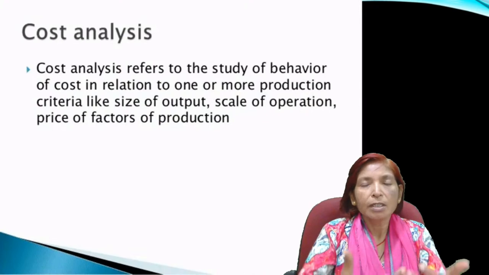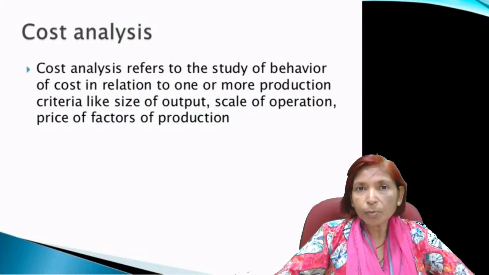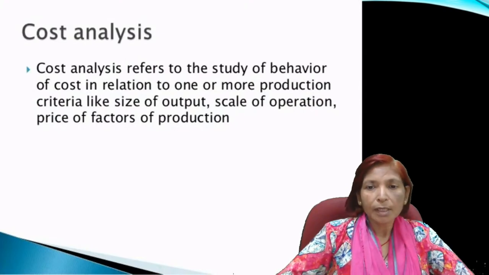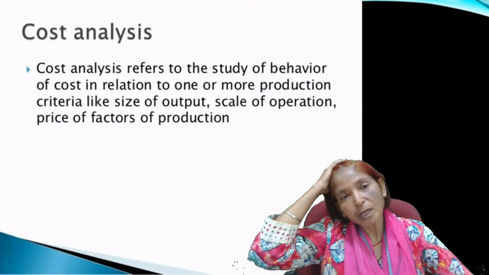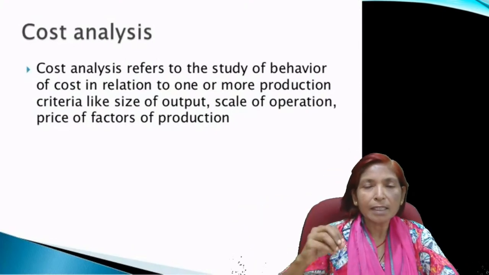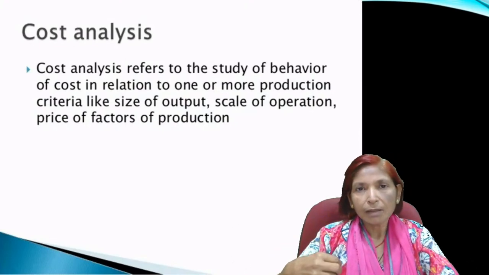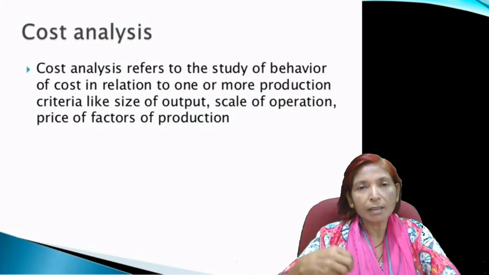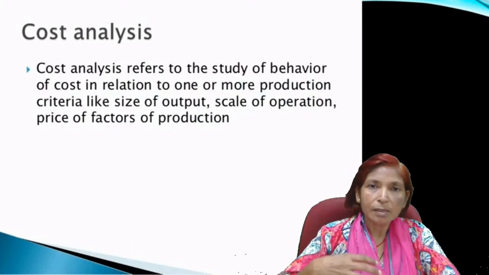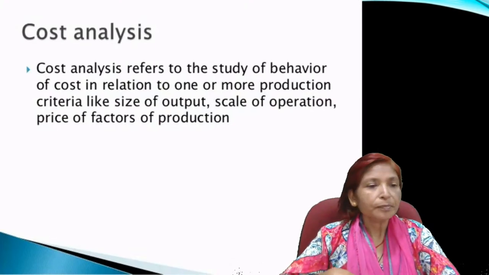Like how much output we are producing. If we are producing more output, then we would have to put more cost. And what is the scale of operation? If we are producing on a large scale, then we will get some benefits, like internal and external economies of scale will exist in the business enterprises.